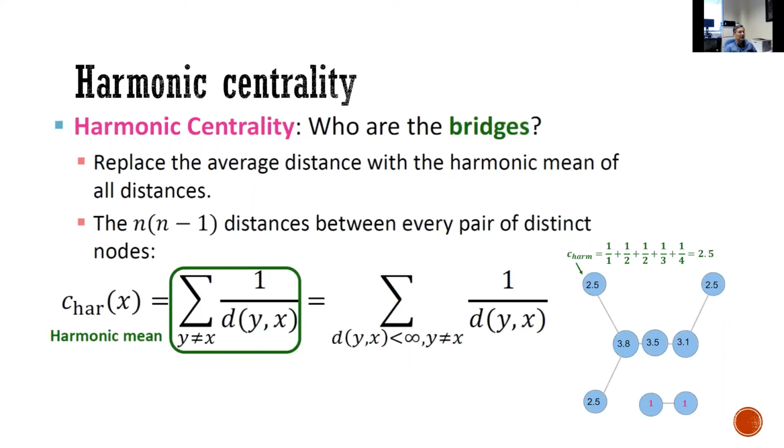With a similar idea, we can compute the so-called harmonic centrality. Here we replace the distance, average distance, or sum of distance with a harmonic mean of all distances. And that's the equation. In a similar way, you can compute harmonic centrality for all the nodes in a network. And here, this node has the highest harmonic centrality among this sub-network, a fully connected sub-network.